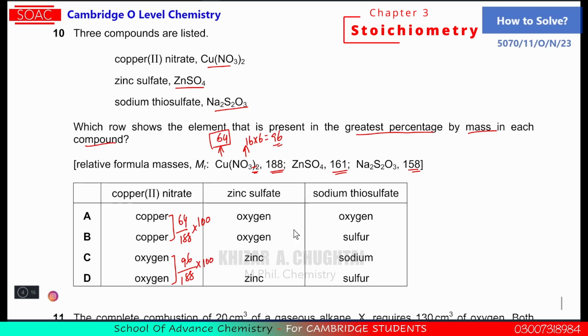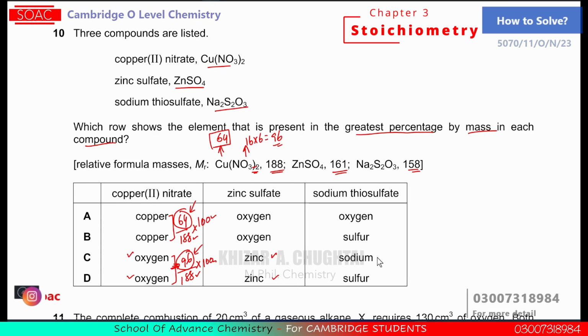Same is the case for the other, but we can see that all denominators are same. 100 is same. In this case, the numerator is having low answer. In this case, the numerator is having more answer. So its percentage will be higher. Either C or D may be the correct option. In next thing, you can see that both are zinc, and again C or D may be the correct option.